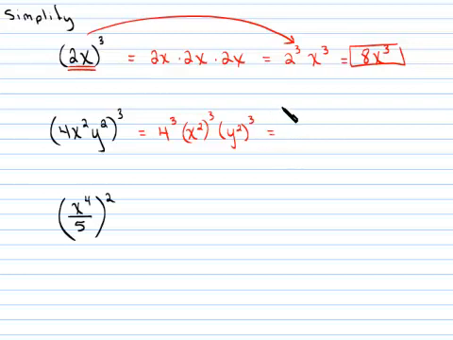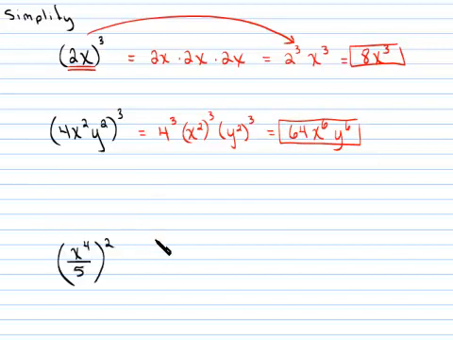Now you evaluate each part separately. 4 to the third power is 64. X squared to the third power, remember the rule we just learned, you multiply the 2 times the 3 and it's a 6. Y squared to the third power would be leave the y alone, but multiply the 2 times 3 and it would be 6. So this would be our final answer to that expression.